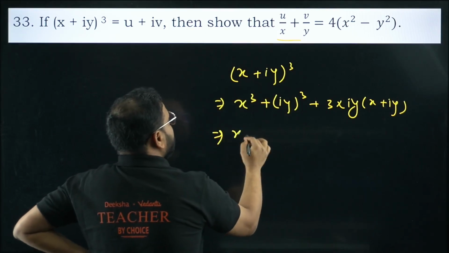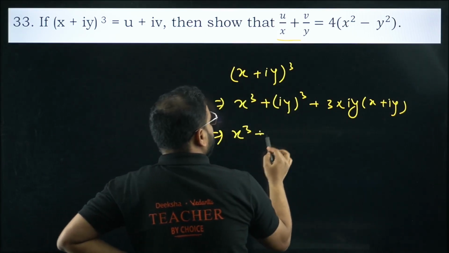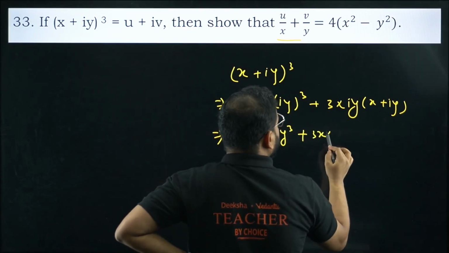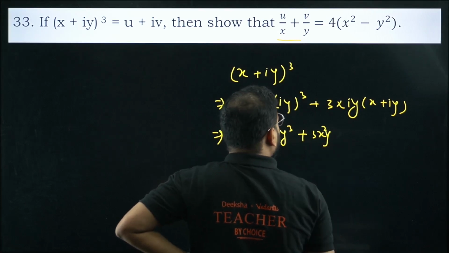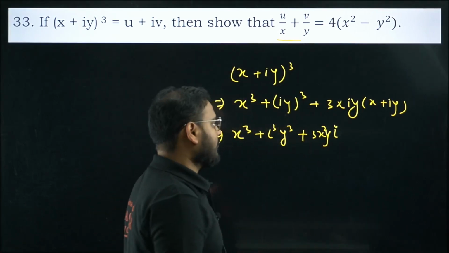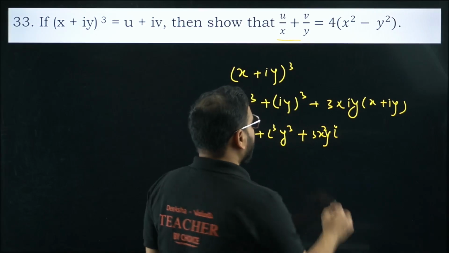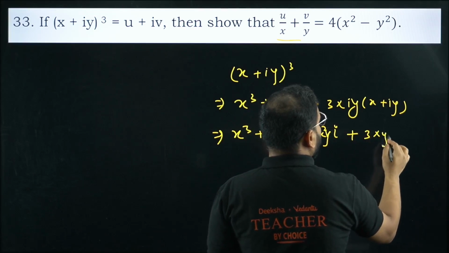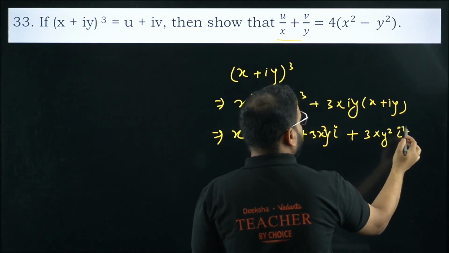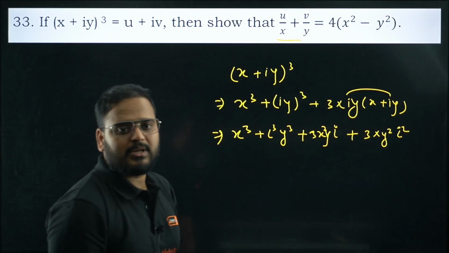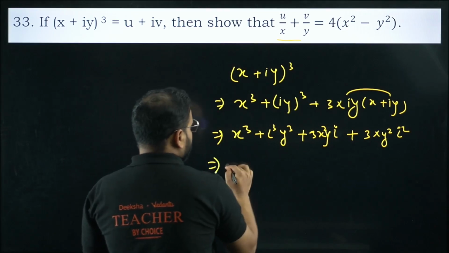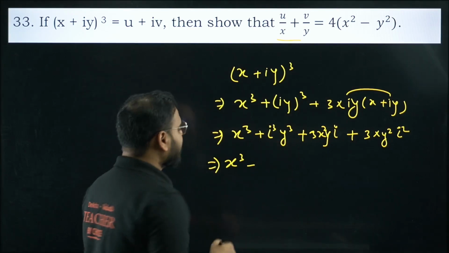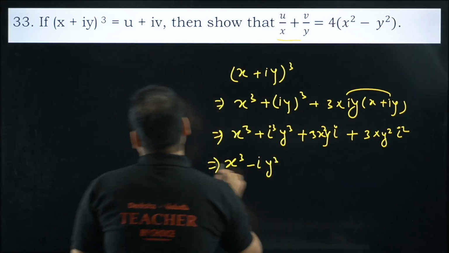This will turn out to x cube, I'll have plus i cube y cube, plus 3x y, so 3x square y into i. Correct now? First term 3x square into y i. And what else I have? So over here for this term I'll have plus 3xy square i square. i into i will become i square only, no? Please cross check. This will turn out to x cube minus, I'll have i cube as minus i, right? So minus i y cube.